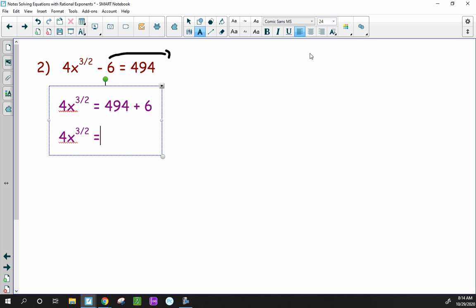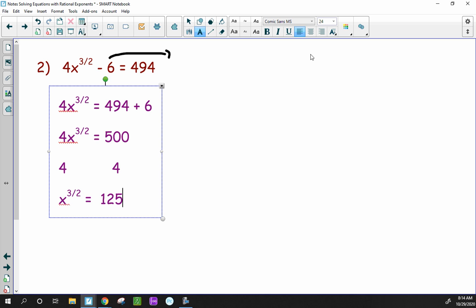Okay, that's going to lead to 4x to the 3/2 is equal to 500. You're going to divide by 4 on both sides. Remember, we're trying to isolate the fraction power, and since 4 is not in parentheses with the x, that's how you'll have to show that. You're going to get rid of the 4 by dividing. So those parentheses are really, really important, and you got to know what that means.